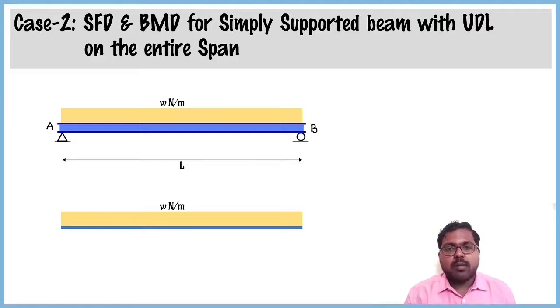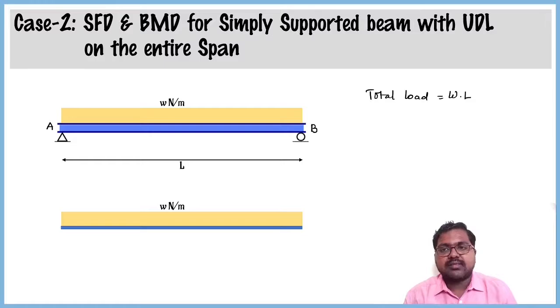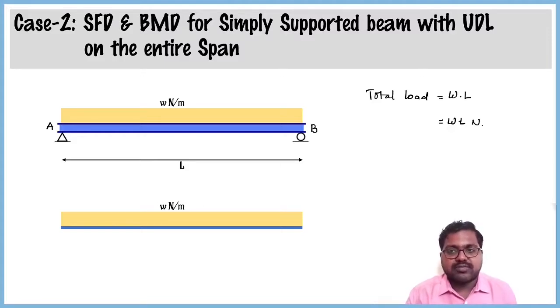From this now I am going to calculate the total load. The load is having intensity of W Newton per meter. So total load will be equal to W Newton per meter into the total length, that is L. So total load is WL newtons. Now this WL newtons is equally distributed over the supports as WL by 2 and WL by 2. So support reactions RA and RB will be equal to WL by 2.